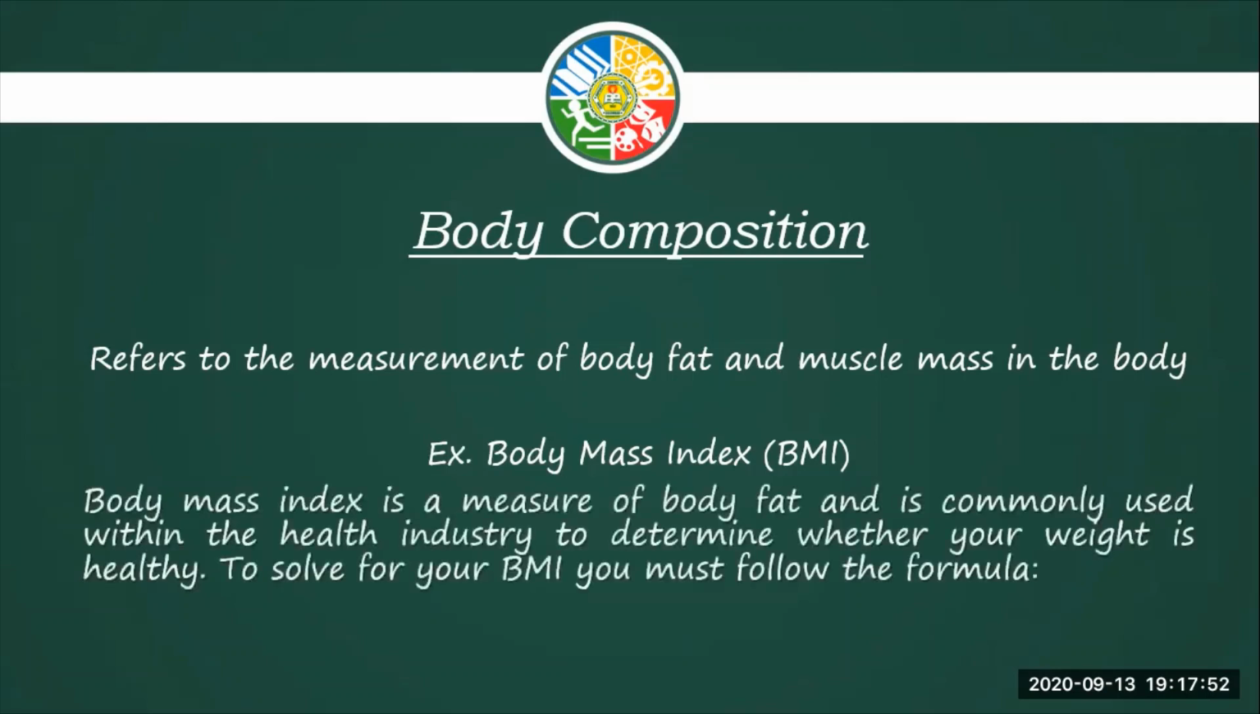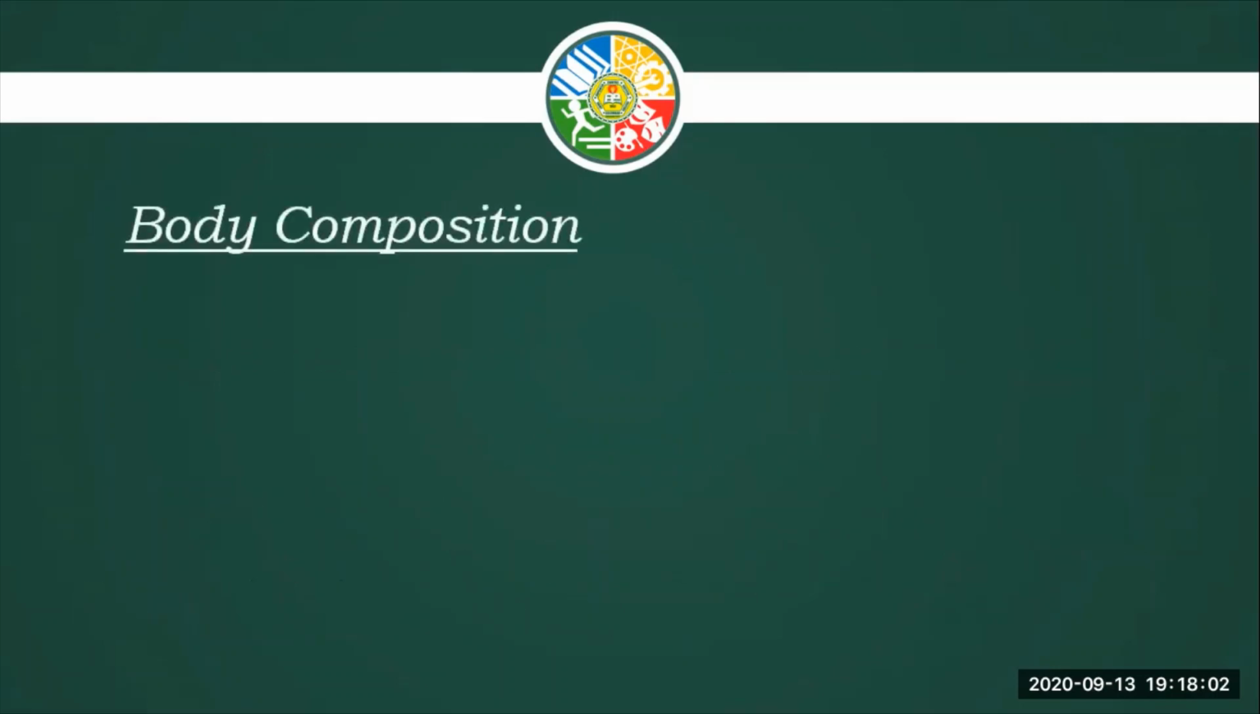Body mass index is a way of measuring our body fat by following this formula. BMI is equal to weight in kilograms divided by height in meters squared. In this example, we have a height of 1.8 meters and a weight of 75 kilograms. Please pause the video for 5 minutes and try to solve for the BMI in this example. You may pause the video now.